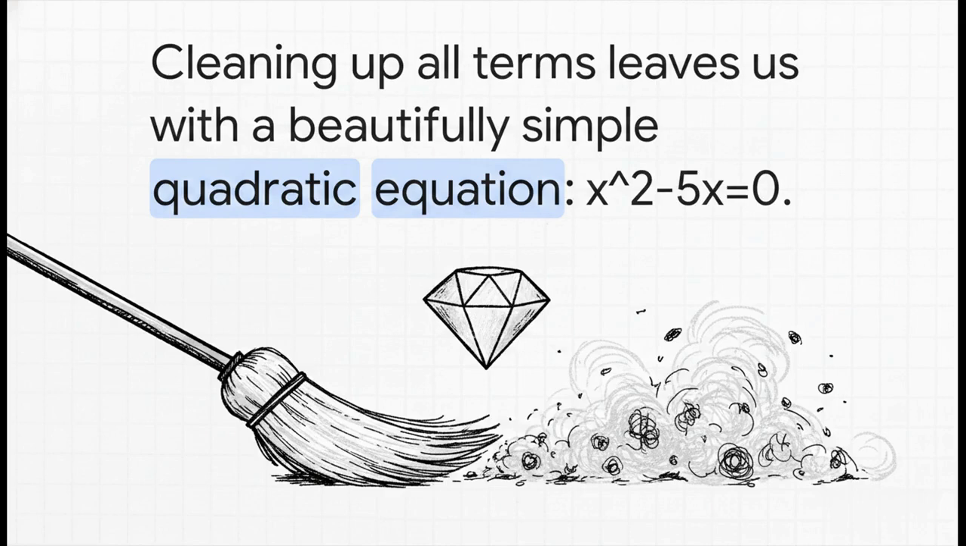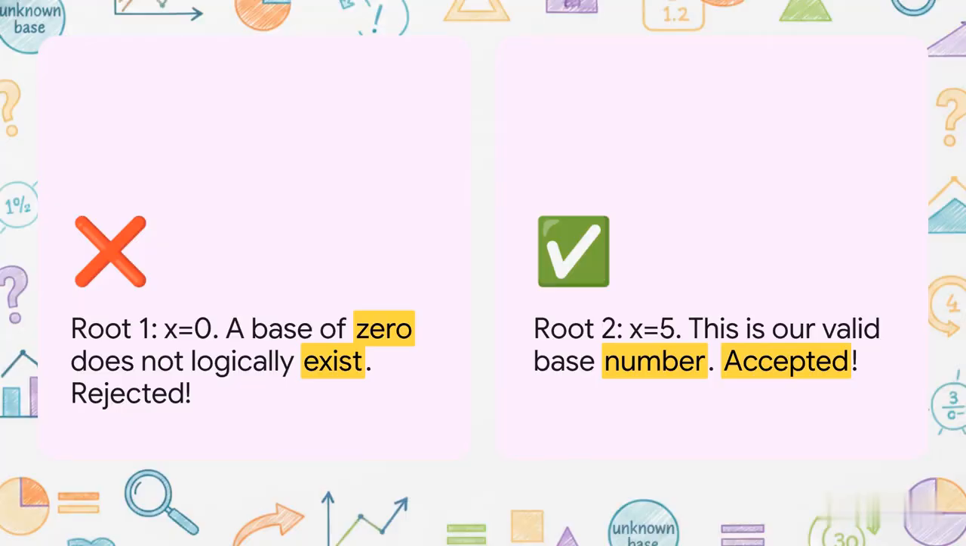And look at the constant 2. It's on both sides, so those completely cancel each other out to 0. We are left with this beautifully simple, elegant quadratic equation: x squared minus 5x equals 0. If we factor out the x, we get x times the quantity of x minus 5 equals 0. This gives us two possible mathematical answers, or roots: either x equals 0 or x equals 5.